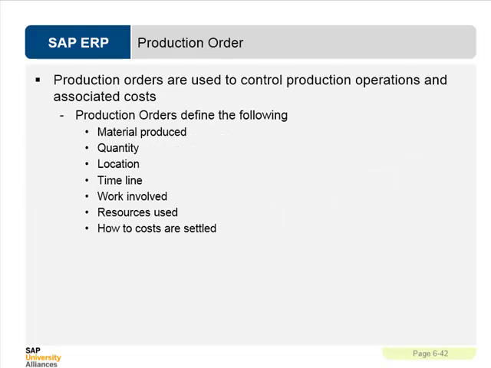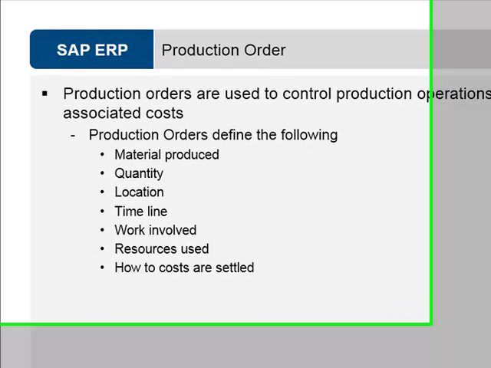So the production order will specify how much of the material we want to produce, at what time, how much time it will take, what are the processes or the steps that we need, what raw materials we need, and or human resources, and how much would be the cost for settlement.